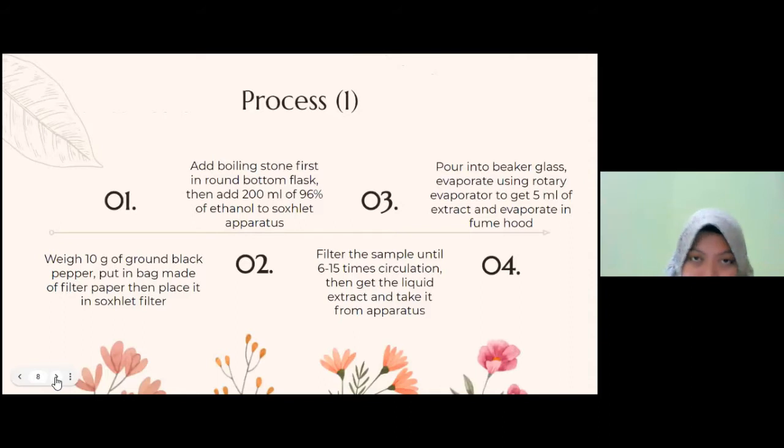Then the process of soxhletation. Put the black pepper in a bag made of filter paper, then place it in the soxhlet filter, and add boiling stone first in the round bottom flask. Then add 200 milliliters of 96% ethanol to the soxhlet apparatus. Then filter the sample through 6 to 15 circulations, and we get the liquid extract. We take it from the apparatus and pour it into a bigger glass. Then we evaporate using a rotary evaporator to get 5 milliliters of extract, and we evaporate in the fume hood.